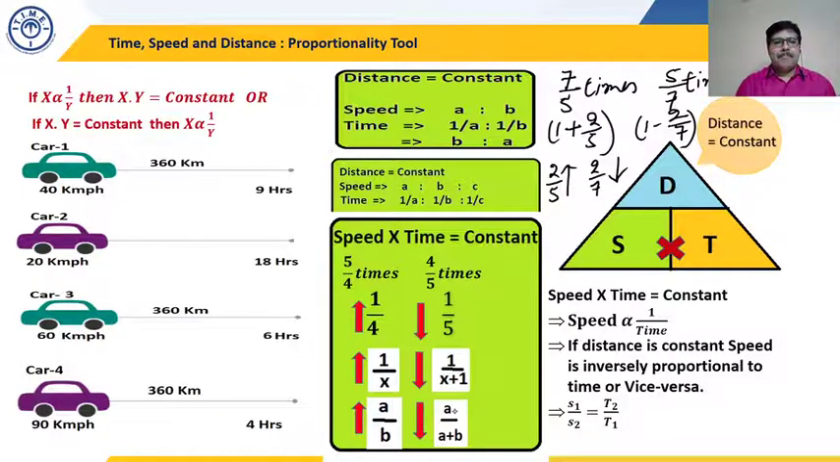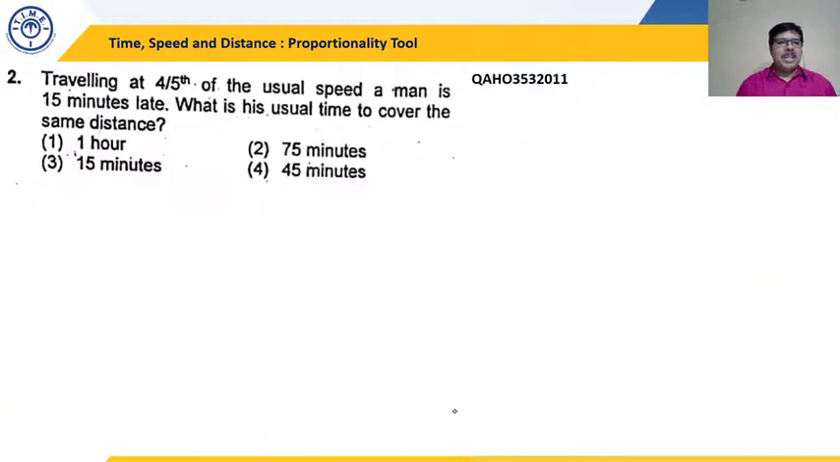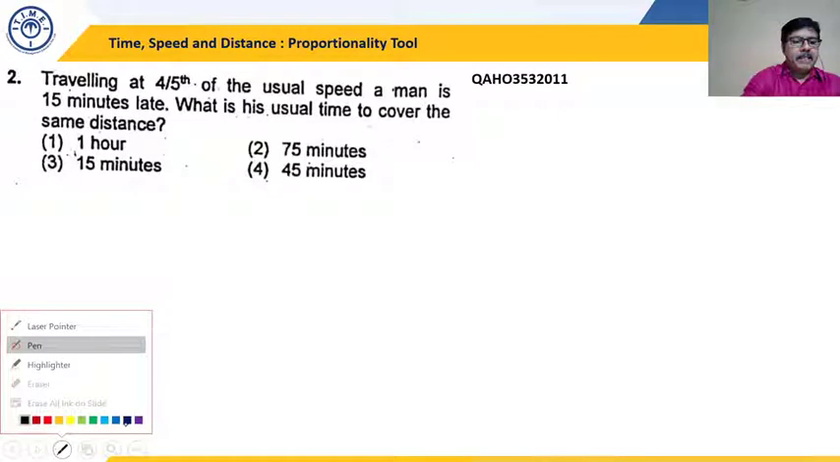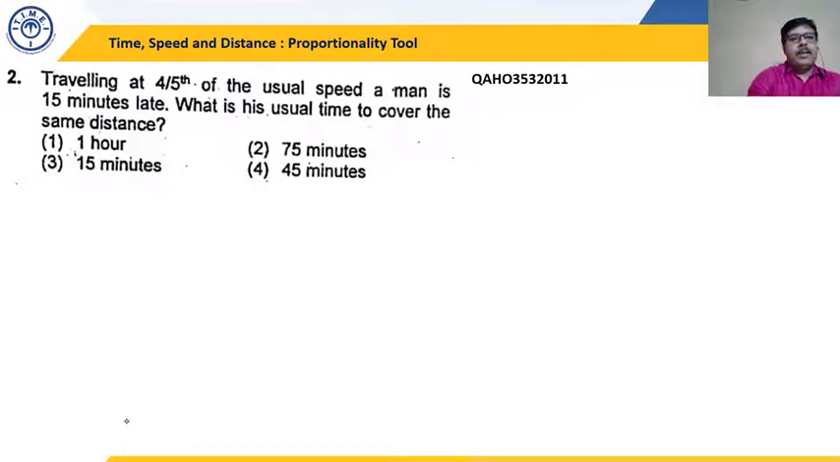All right? Okay. So this is your question number 2 of today's class. Traveling at 4 by 5 of the usual speed, a man is 15 minutes late. What is his usual time to cover the same distance?